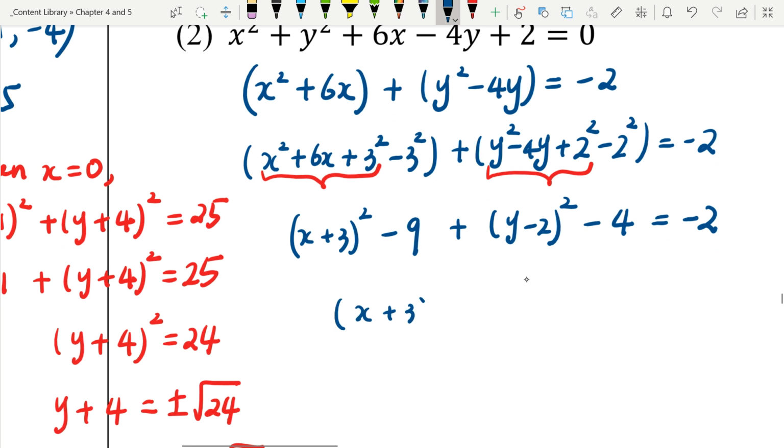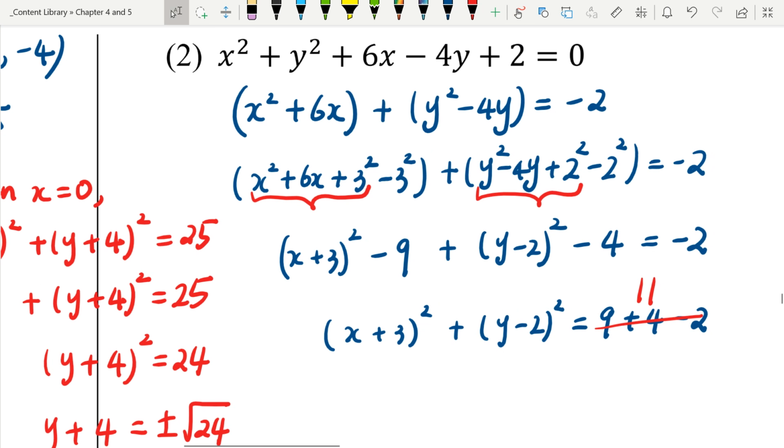So just rearrange the equation a little bit. Keep the squared terms on one side, and that equals 9 plus 4 minus 2. Move the constants to the other side. That's 13 minus 2, that's 11. Okay, you can see that's the correct center form for a circle.